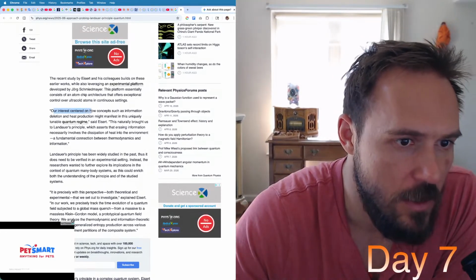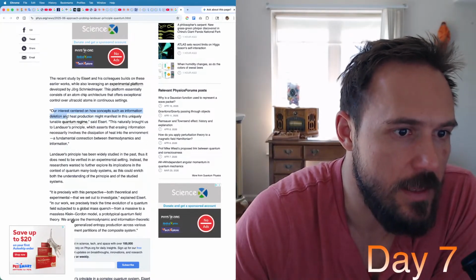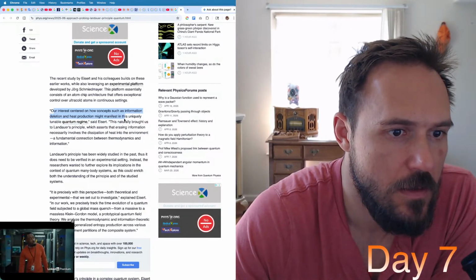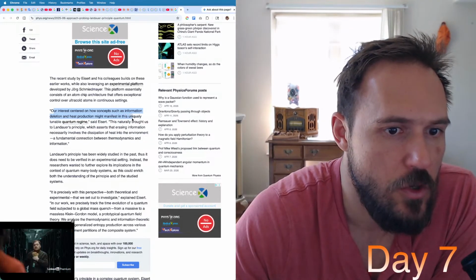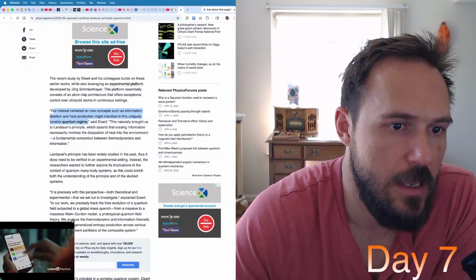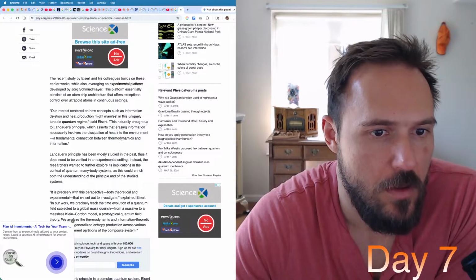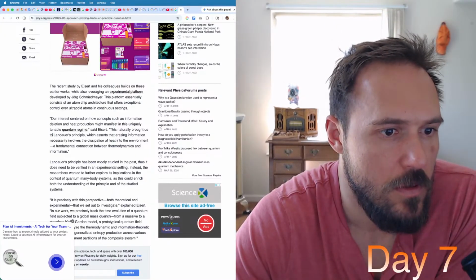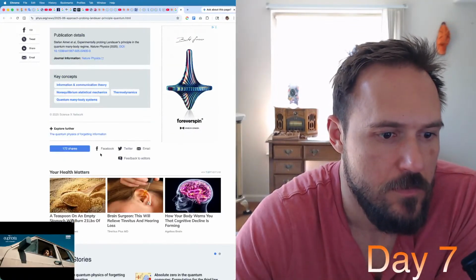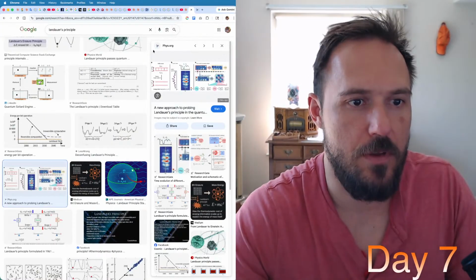Our interest centered on how concepts such as information deletion and heat production might manifest in this uniquely tunable quantum regime, said Isert. This naturally brought us to Landauer's principle. I love this. Too distracted to read all this, but I will.